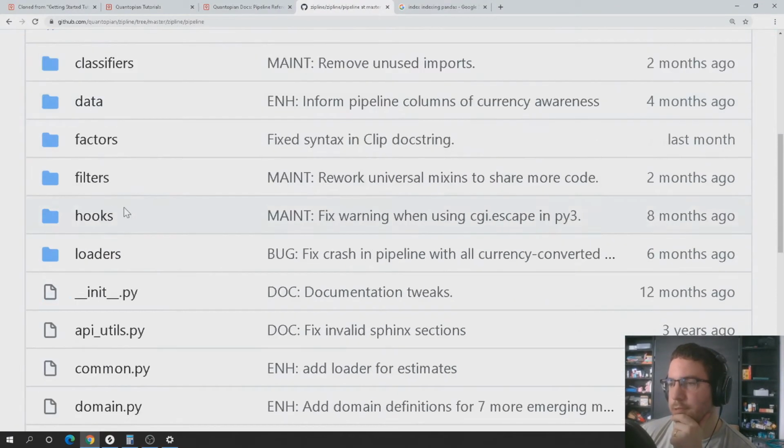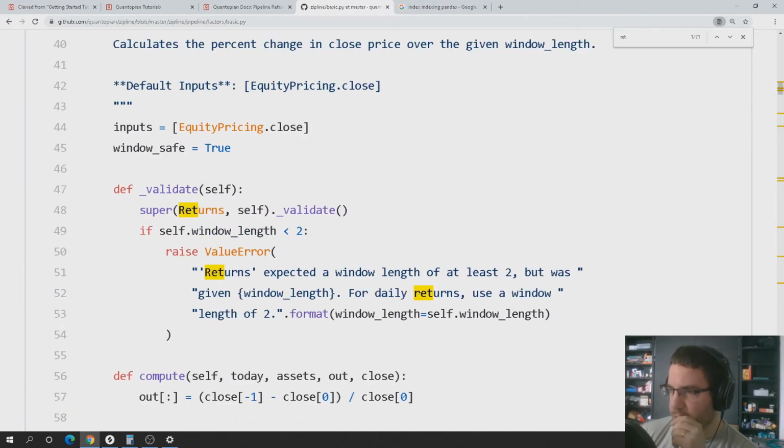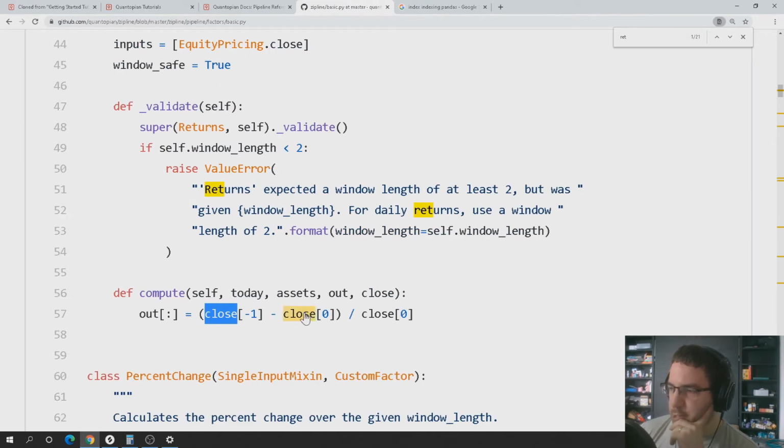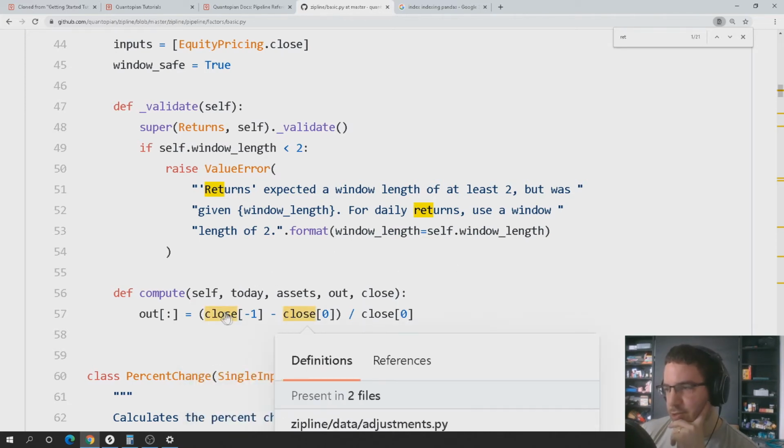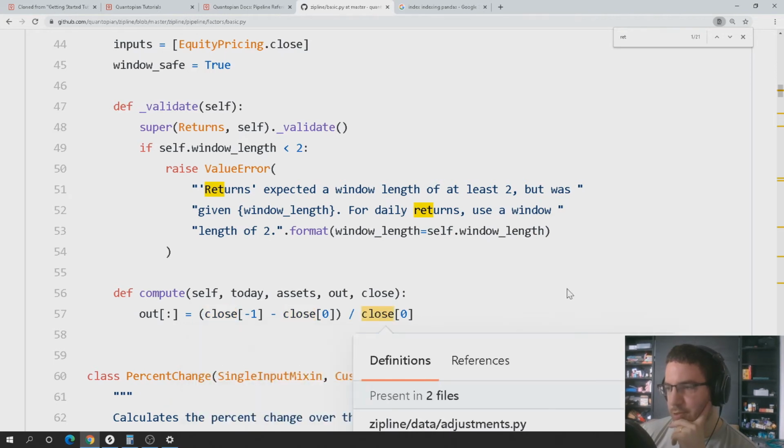It's the pipeline, it's the factor. So you get your close price from somewhere. These factor things have to provide a validate and a compute, but somewhere else the pipeline will call this: the last element of the array minus the first divided by the first, so it's a return. In our case, 1 day, there's just 2 values in close, so this is essentially close 1 minus close 0 over close 0.